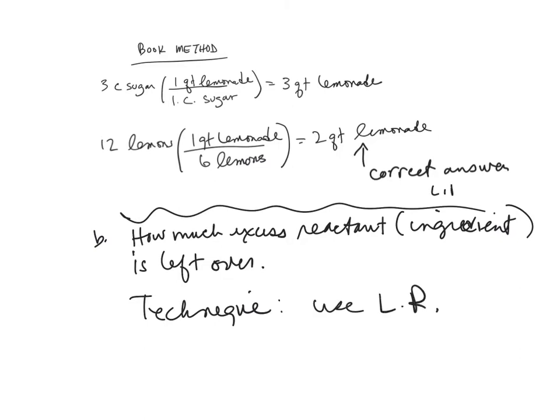The correct answer here is the limiting, no, I'm sorry. The correct answer up here is that you're going to make 2 quarts of lemonade. That makes the lemons the limiting reactant. Let me put that in red. I usually put an arrow back over here and say limiting reactant. So once you figure out what the limiting reactant is, you're going to use it for all your other calculations. In this case, it's just one. We want to know about the sugar.